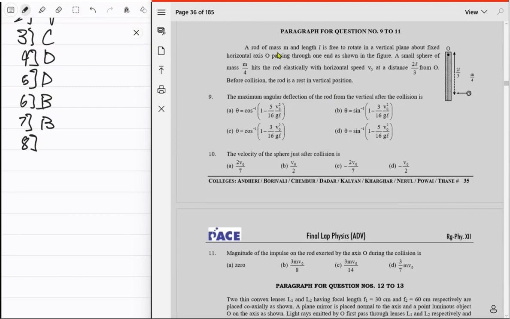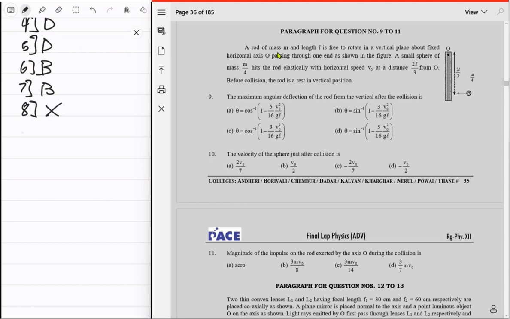Okay, rod of mass m. Just skipping. 9th. A rod of mass m, length L, is free to rotate in a vertical plane about a fixed horizontal axis O passing through one of its ends. A small sphere of mass m upon 4 hits the rod elastically with horizontal speed v naught. Before collision the rod is at rest in the vertical position. Maximum angular deflection of the rod from the vertical.